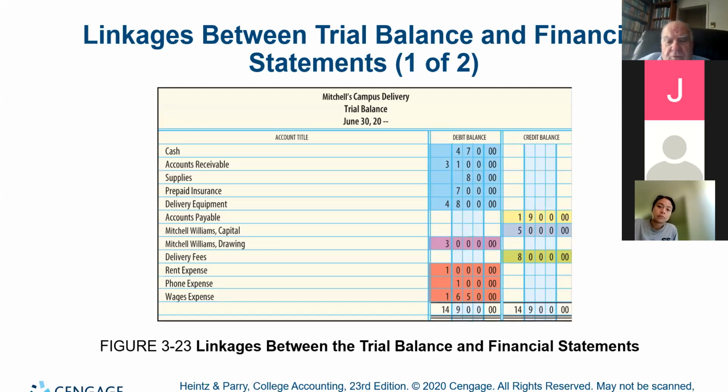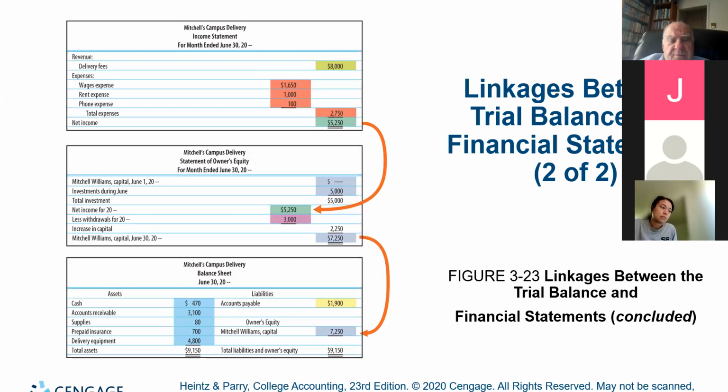We must do the financial statements in the proper order. You cannot do them out of order. It's impossible. You must do the income statement first. Let's look at the income statement. Mitchell's Campus Delivery. So you always have the name of the company, the title of the statement, income statement. Notice that it says for the month ended June 30th, 2021. That's an important nomenclature.